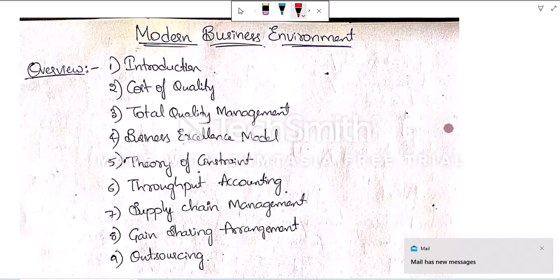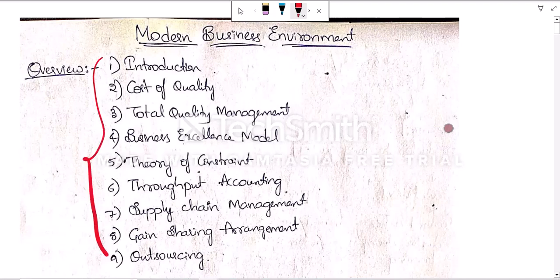CA Final SCMPE Chapter 2 Modern Business Environment. This class will be completely in English. So in this chapter I am going to cover all these 9 concepts.